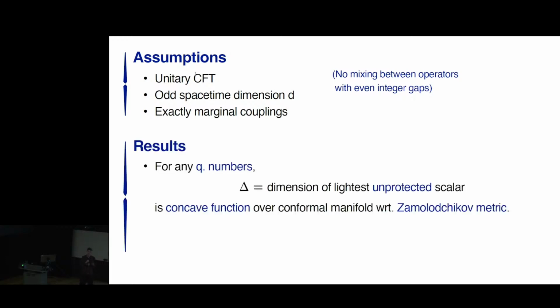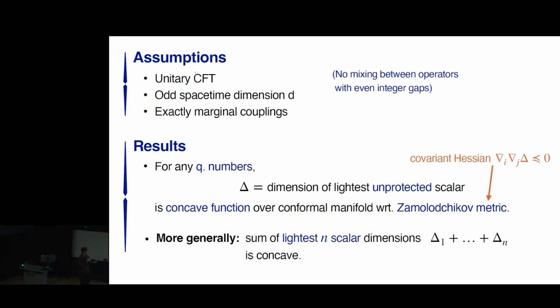And the result is that for any choice of quantum numbers, delta, the dimension of the lightest unprotected scalar, is a concave function over the conformal manifold with respect to the Zamolodchikov metric. So that just means that its covariant Hessian matrix is negative semi-definite. And more generally, the sum of the lightest n scalars' dimensions is a concave function. So that implies the result above by taking delta n to be the first unprotected operator and the previous ones to be protected. Where for me, protected just means that their dimensions don't depend on marginal couplings. So they're constant over the conformal manifold.